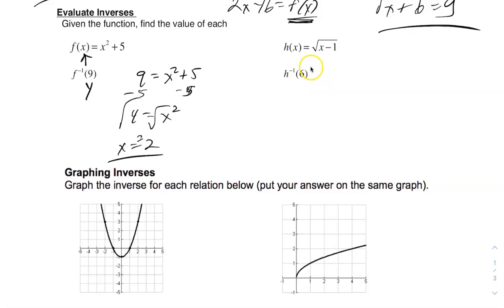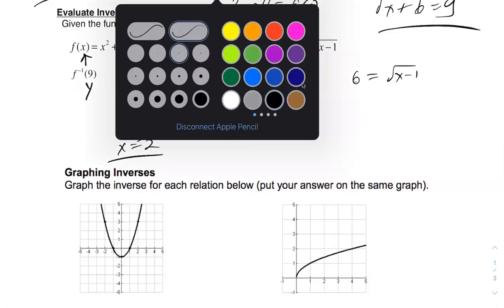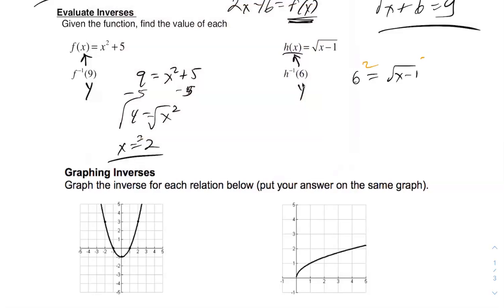Next one, same idea. Again, this is the inverse. That's normally your x, but in the inverse, that's your y. So you're going to plug it into this guy. So 6 equals square root of x minus 1. So then we square both sides. 36 equals x minus 1. Plus 1, plus 1. 37 equals x. There you go.